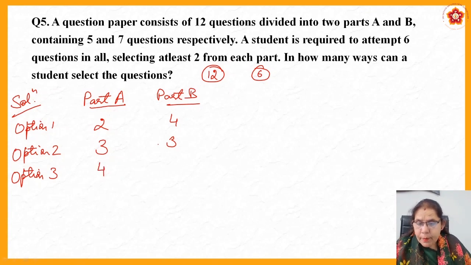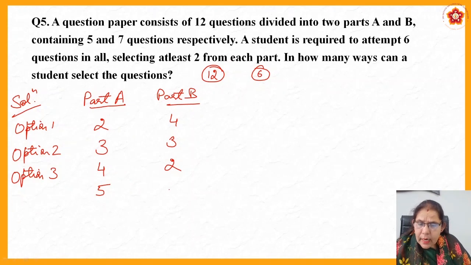And option 3, from part A you do 4 questions. Out of 5 questions, you know 4 questions thoroughly, so you do 4 questions from there. Now how many questions will you attempt from part B? You will attempt 2 questions from part B, so that your sum is 6. 4 plus 2 is 6, 2 plus 4 is 6, 3 plus 3 is 6.